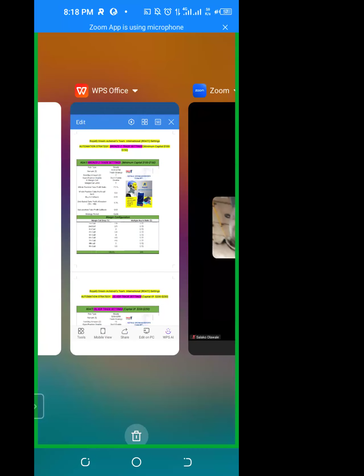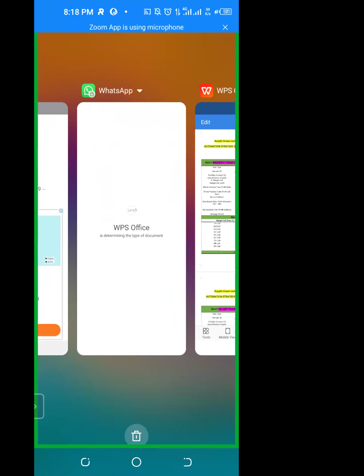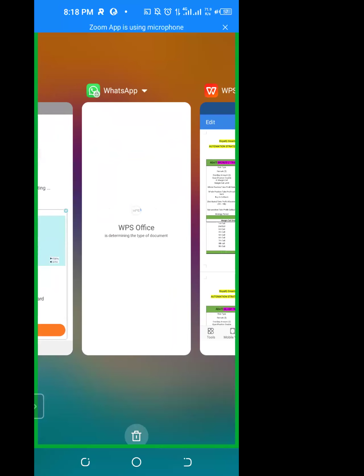But I've already explained, if RoyalQ can help us update this feature to 1 hour and 4 hours, oh, it will be much, much better, because you can then take more profit at the 4-hour and 1-hour time frames. But for now, it's at the 15-minute time frame.